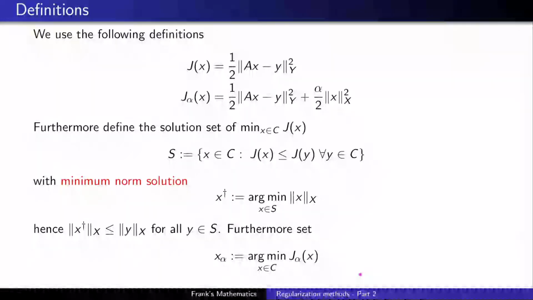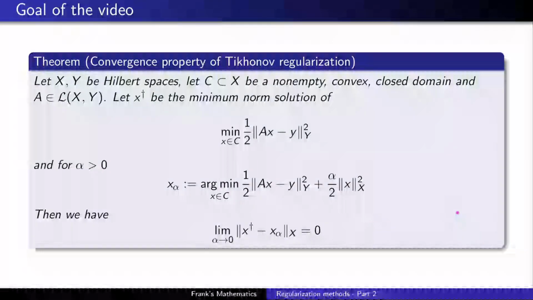Okay, so much for the definition. Now I want to show you the main convergence result of the Tikhonov regularization in infinite dimensional spaces, and we are gonna prove this theorem here. Again, the setting is as before. X and Y are Hilbert spaces, C is our suitably chosen set, A is a linear operator, and X dagger is the minimum norm solution. X alpha is the solution of the regularized problem. Then we know that if alpha goes to 0, we have convergence of X alpha against the minimum norm solution.